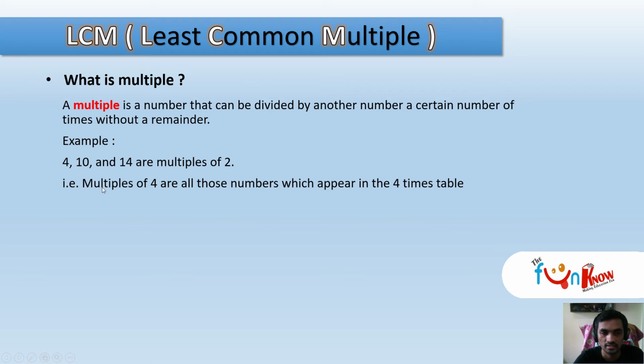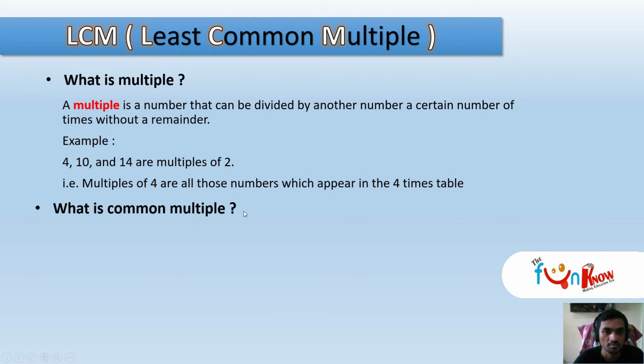Here it's written that multiples of 4 are all those numbers which appear in 4's times table. This statement is true for every times table. For example, multiples of 5 are all those numbers which appear in 5's times table. Multiples of 4 are 4, 8, 12, and so on, every number which comes in that times table.